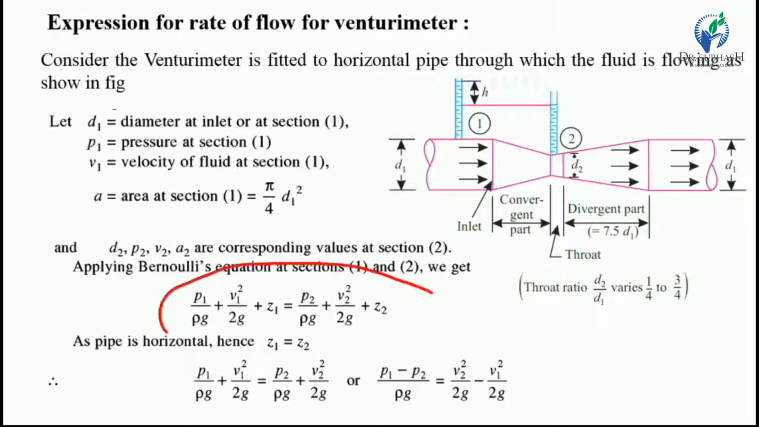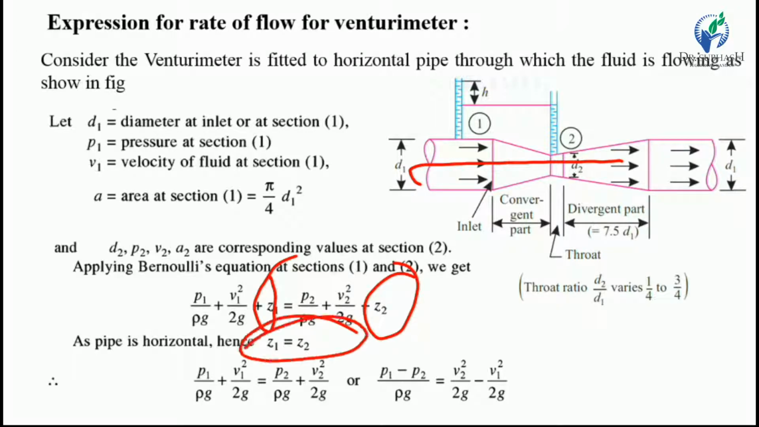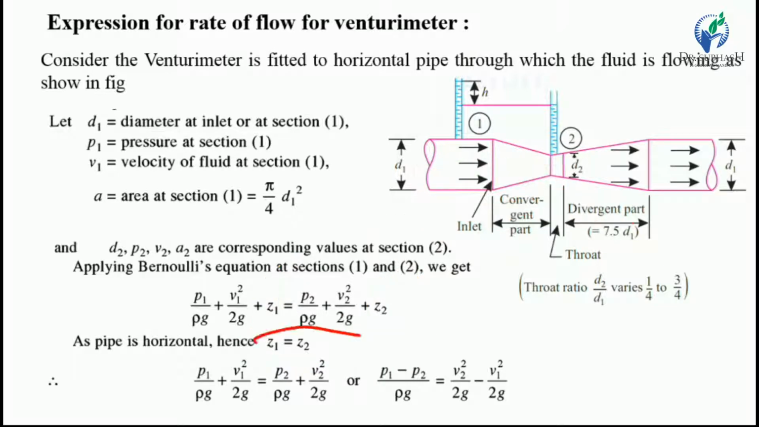We know that the pressure energy, kinetic energy and potential energy at both sections are considered. Now the Venturimeter or pipe is perfectly horizontal, so the potential energy difference is 0. So Z1 is equal to Z2, because the datum height at section 1 and section 2 is equal. So the equation has only pressure energy and kinetic energy.